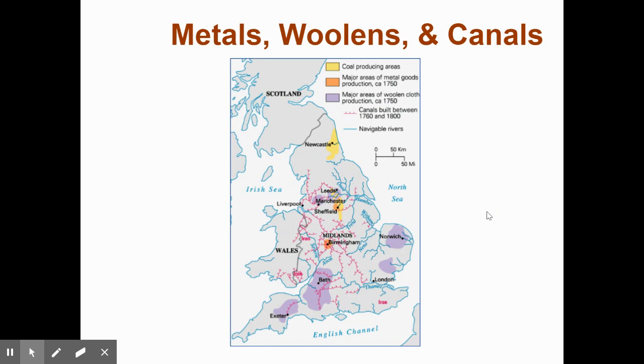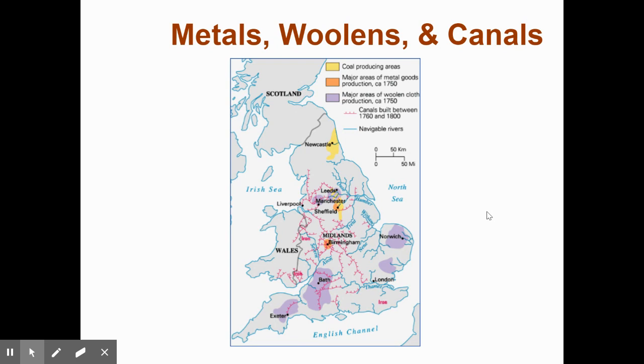This map shows locations of metal, woolen production and the development of canals. Canals are important because they allow the movement of goods easily. You can push a boat that weighs many tons. You can push it physically. Each one of you in class could do that. Now, you might not be able to push it very far, but you can move it.